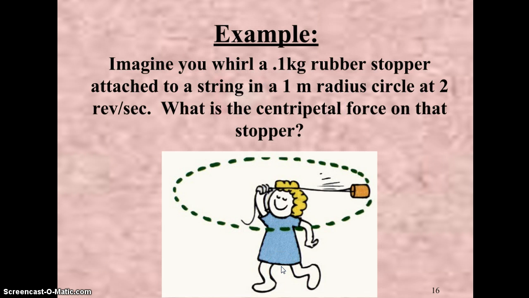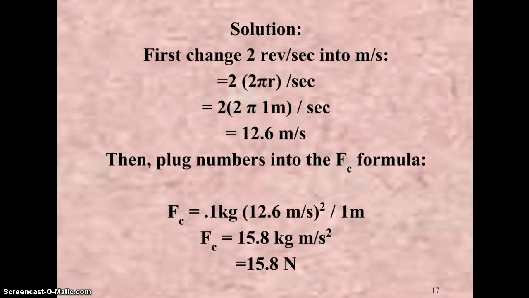An example problem that you might see on your test. Imagine you whirl a 1 kilogram rubber stopper attached to a string on a 1 meter radius circle. At 2 revolutions per second, what is the centripetal force on that stopper? You want to first change 2 revolutions per second into meters per second, because that's what we are used to working with. So to do that, it's 2 times your circumference, 2 pi r. We know the radius is 1 meter, so it's 2 times pi times 1 meter, and you get 12.6 meters per second.